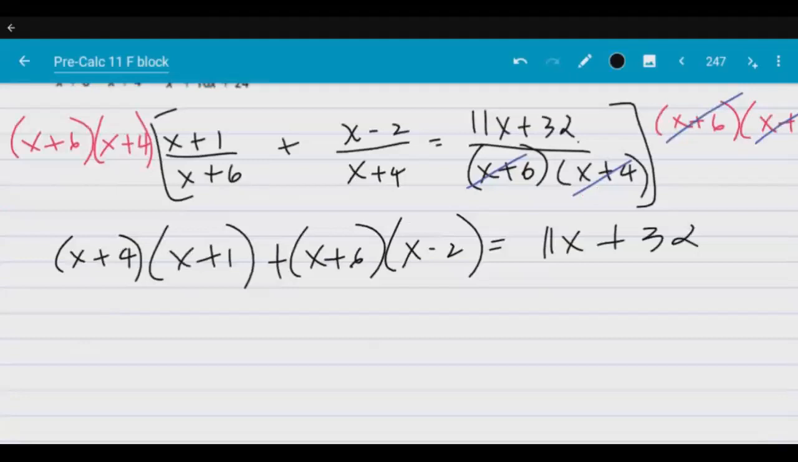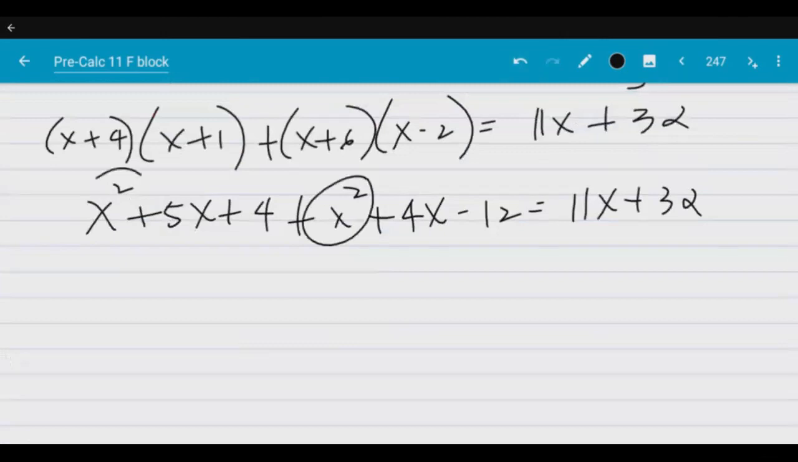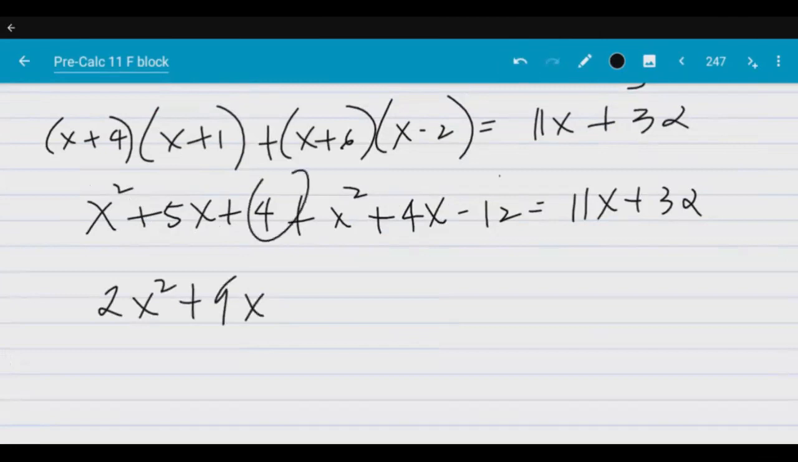So let's expand this. FOIL: x squared plus 4x plus 1x plus 5x plus 4. Let's expand this: x squared plus 6x minus 2x becomes 4x minus 12 equals 11x plus 32. Let's simplify it to terms. x squared and x squared go together. That's 2x squared. 5x and 4x go together, 9x. 4 and negative 12 go together. That's minus 8 equals 11x plus 32.